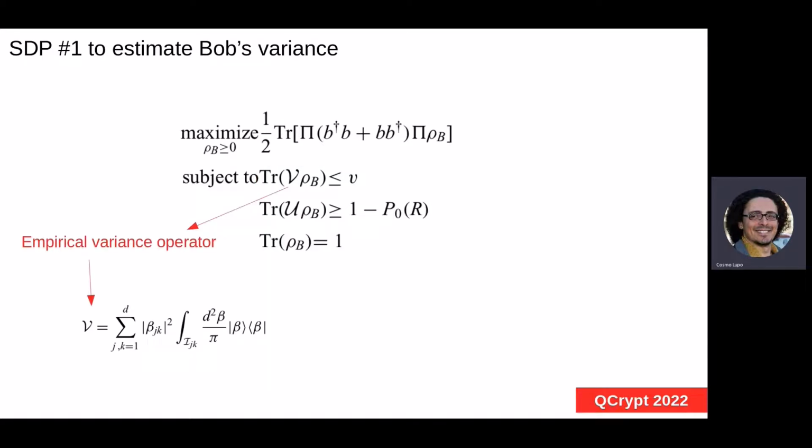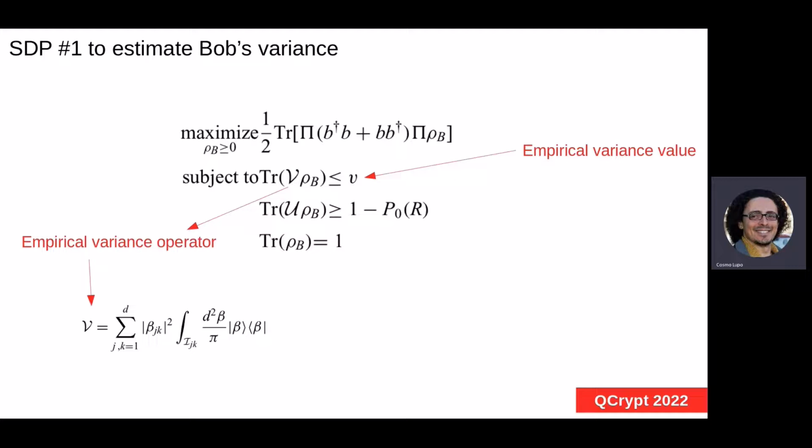The first one is the expectation value of the variance operator. Now this is the empirical variance, so it's not the variance of the quadrature. This is the variance of the quantity that Bob is actually measuring in the lab. So you can see it is a discretized version of the variance. And on the right, there is the empirical variance.